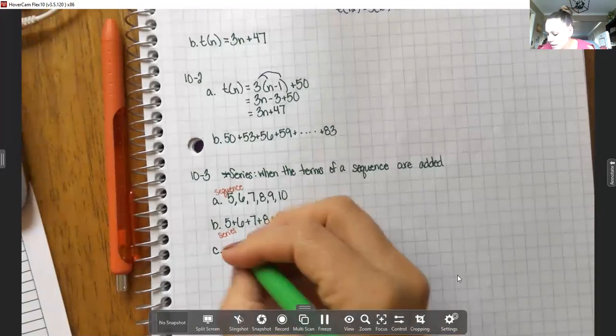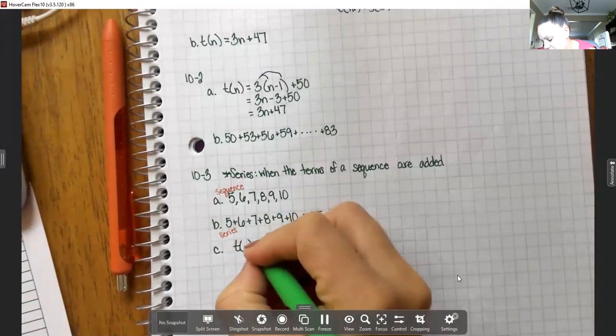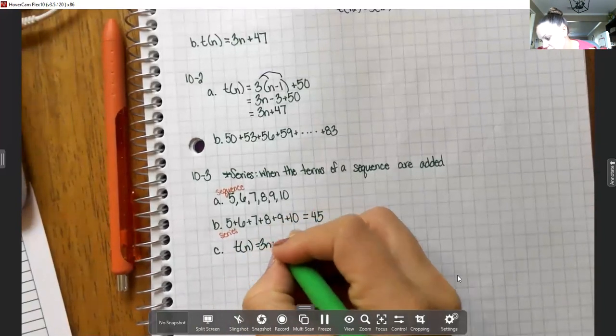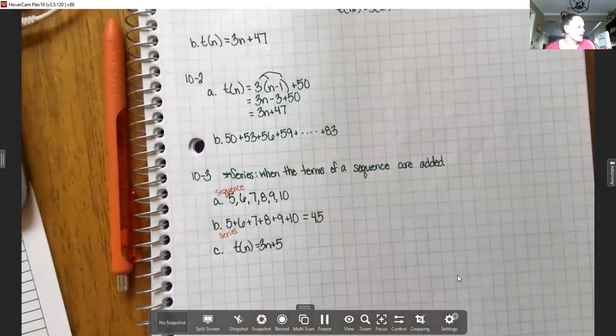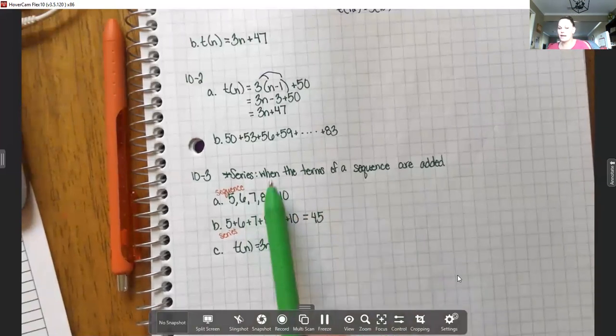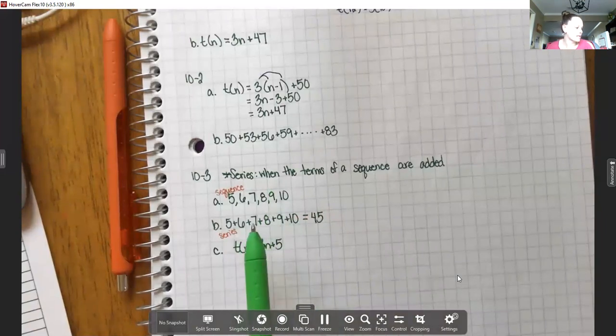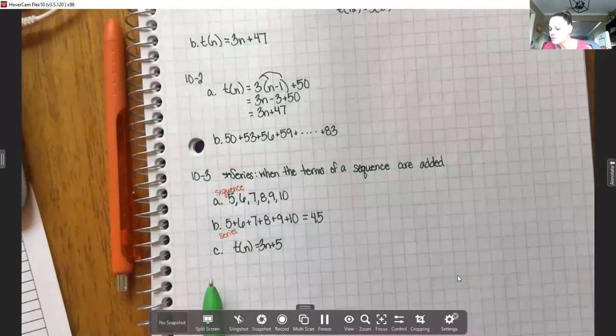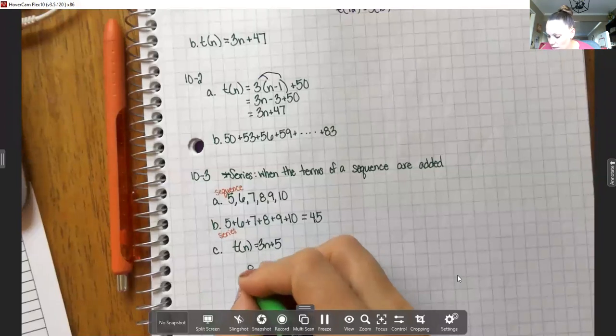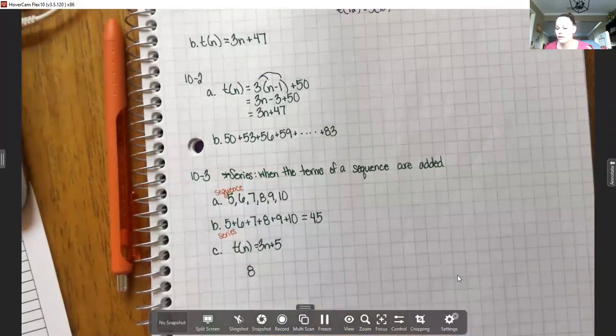So this next one, they give us the sequence T of n equals 3n plus 5. And if all 20 dolls are arranged in a line with each doll touching the one next to it, how long would the line of dolls be? Write a series, so remember series is adding them, to represent this problem and calculate the sum. So the first doll would be 8 centimeters wide. Again, if I plug in 1, I'm going to get 8.